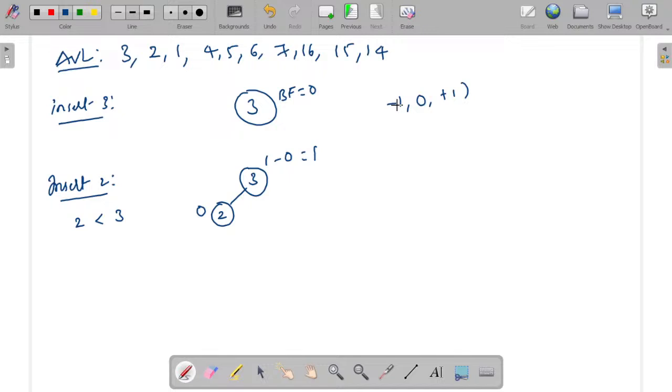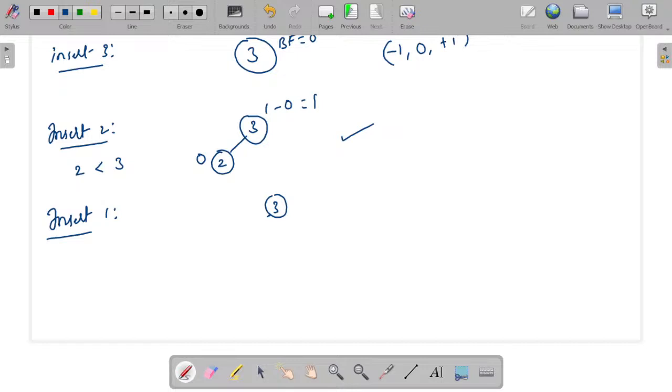So this is the allowed range. Now the balance factor of all the nodes are within the range of -1 to +1 or 0. So this tree is valid. So I can go ahead and insert the next value into the present tree like this.